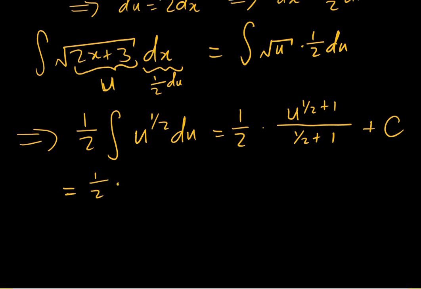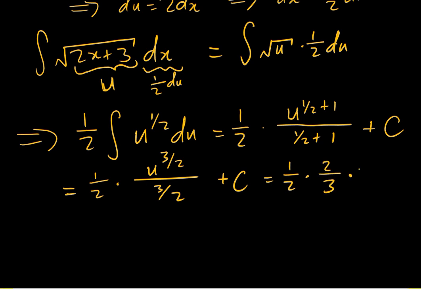So we keep that half there. It's u to the power 3/2, and then this is all over 3/2. And then, okay, I'll keep the plus c, I mustn't forget. And then of course further simplification, we get a half times, so if we're dividing by 3/2, this becomes 2/3 times u to the 3/2 plus c.